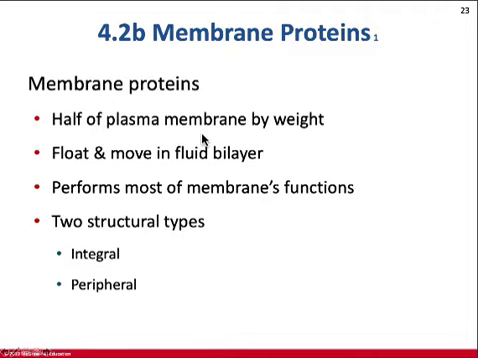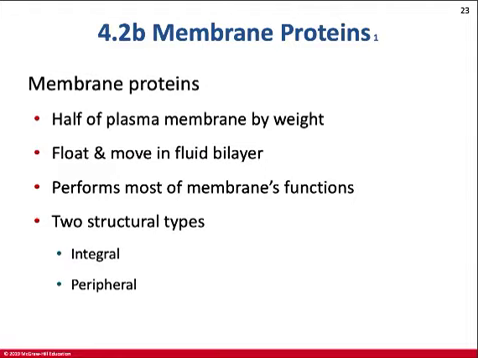Membrane proteins make up half of the plasma membrane by weight. They float and move in the fluid bilayer. Again, the degree of movement depends on the nature of the protein. Some are going to move quite a bit, okay, drift throughout the membrane. Some are going to be relatively fixed in their location because of their attachment to the cytoskeleton or their presence on relatively immobile parts of the plasma membrane called lipid rafts. And they perform many of the membrane's functions.